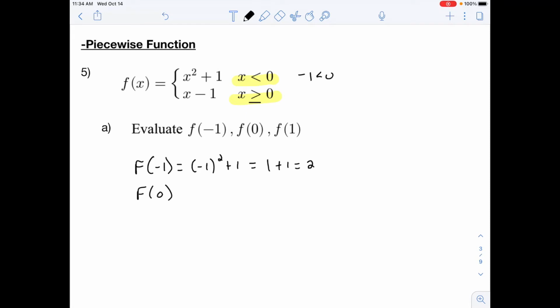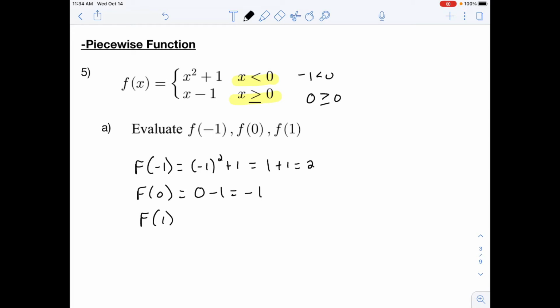Then we want to calculate f of 0. We have to find out which domain we fit into. Well, 0 is greater than or equal to 0, because it's actually equal to, so it fits in here. So we're going to use this function, x minus 1. That's what we're going to substitute. So 0 minus 1 is equal to -1.